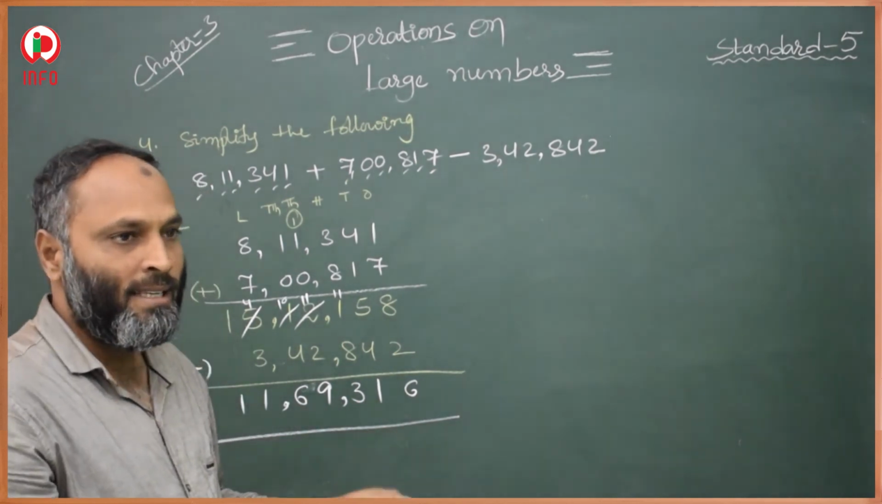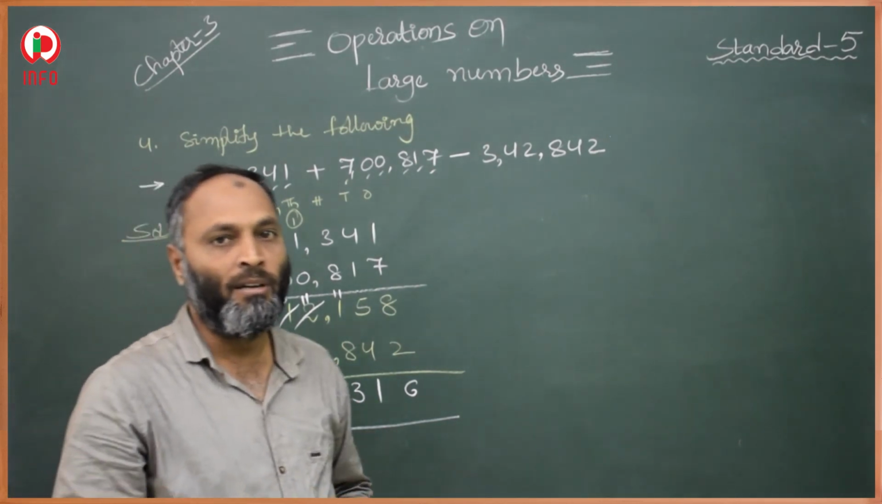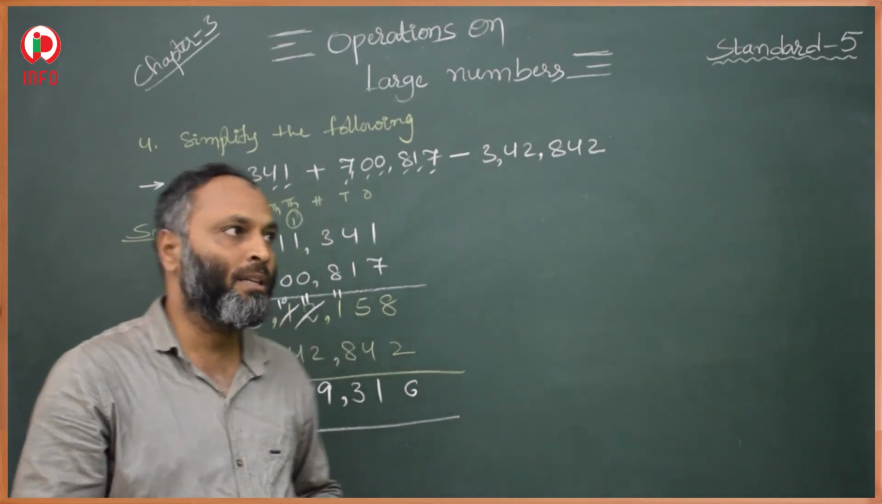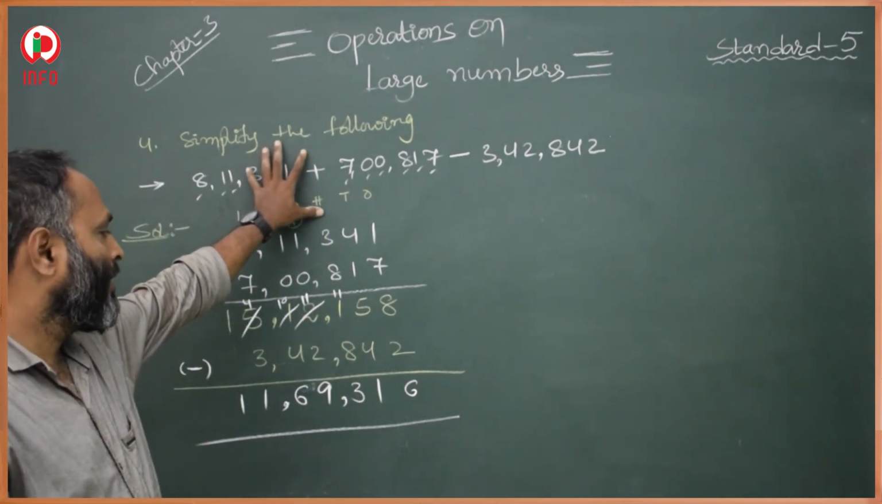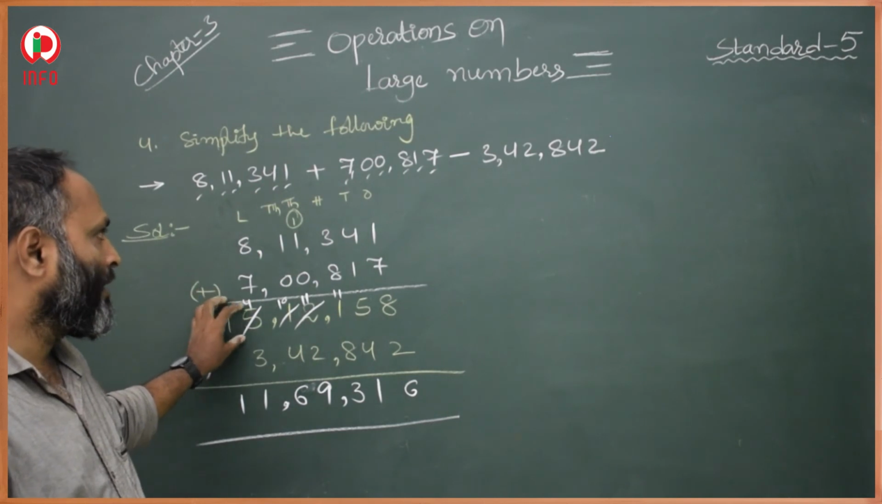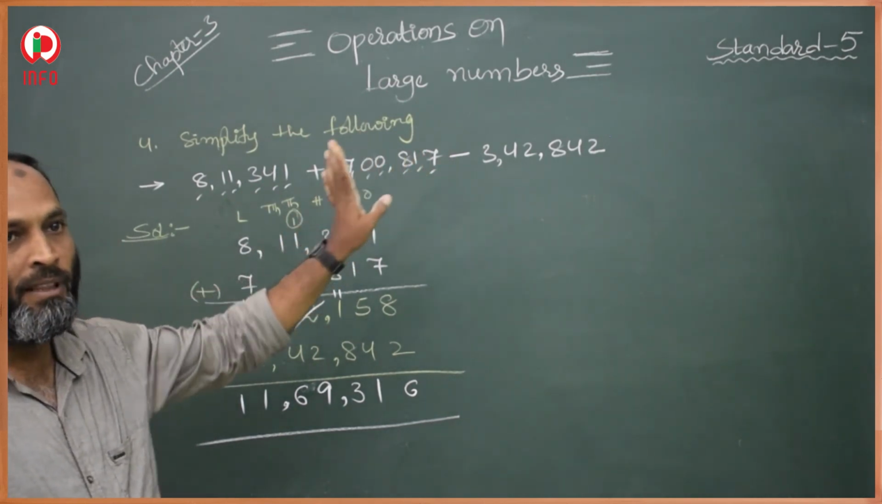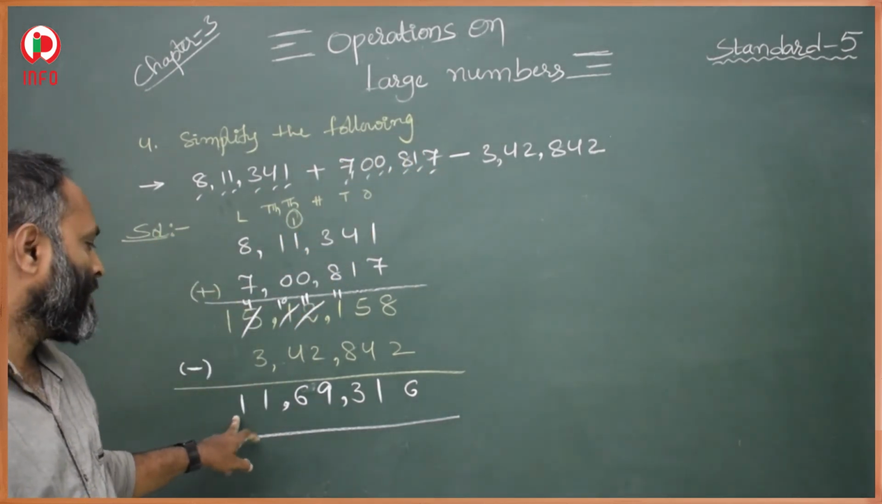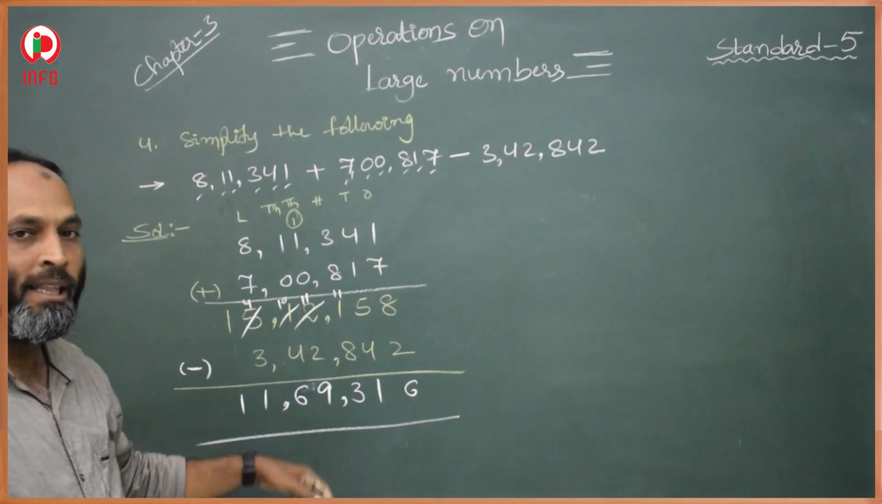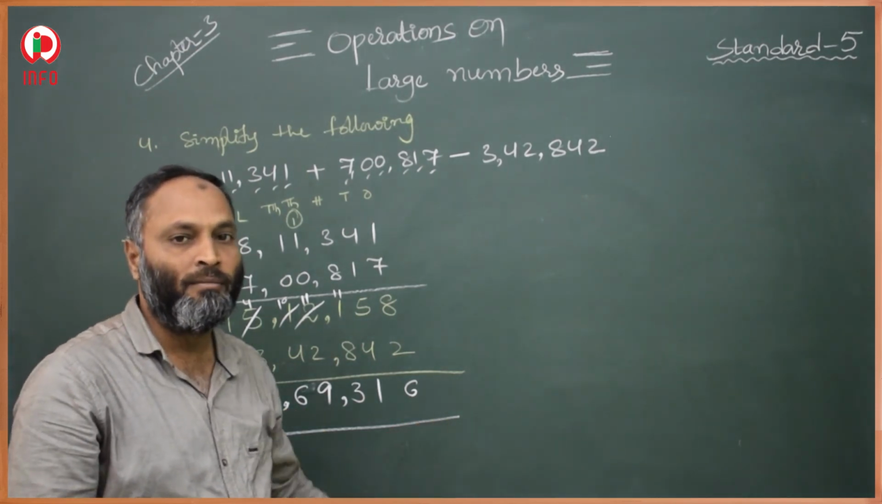11,69,316. This is the combination of addition and subtraction. Combination of addition and subtraction is given. First we have to add. From that answer we have to subtract whatever is given as the next numeral. So the final answer is 11,69,316.